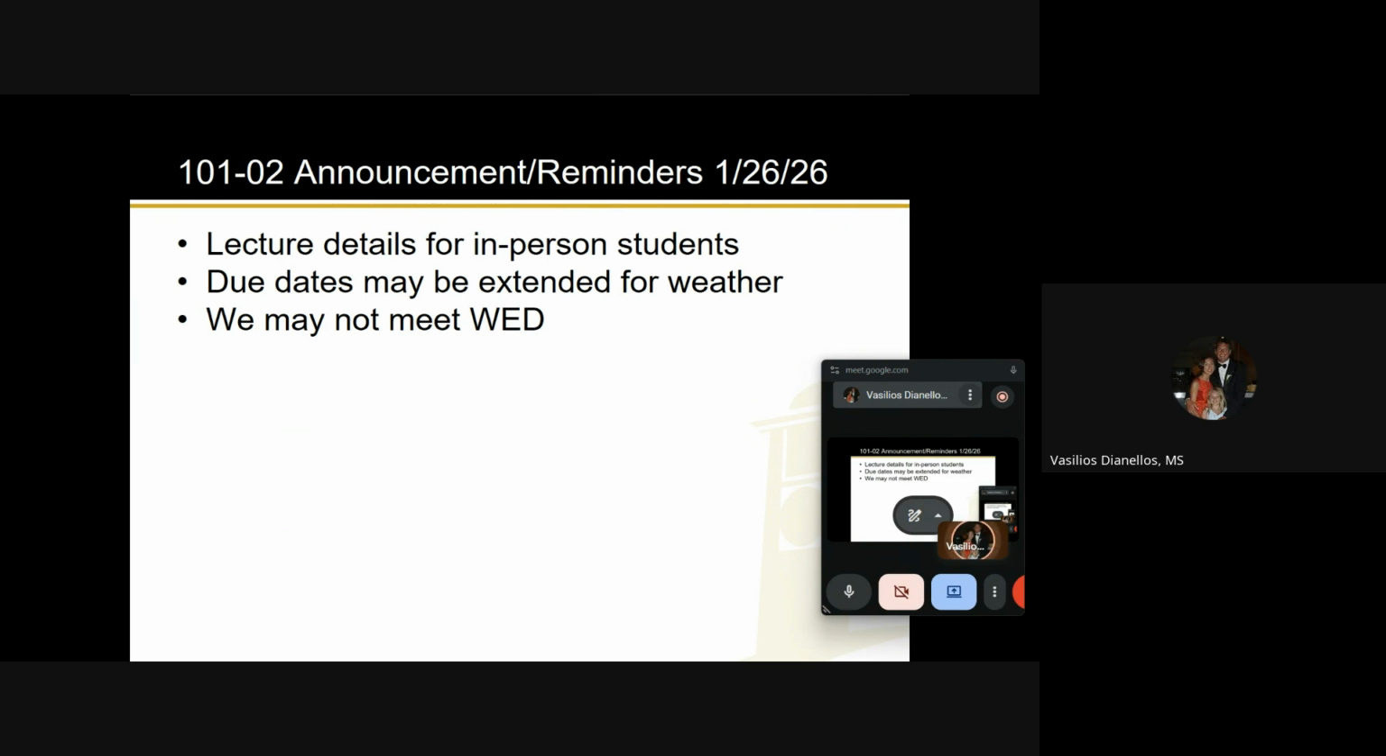I want to point out on a related note that I don't know what the weather is going to do, so we might not meet on Wednesday. Campus might be closed, or campus might be open and I might not be able to make it, or campus might be open and I might be there, but you might not be able to make it. So before you come in, as always, make sure you check your emails and the course announcements. Like I posted today, we're not going to be meeting. Same situation. Make sure you check first before you come in.